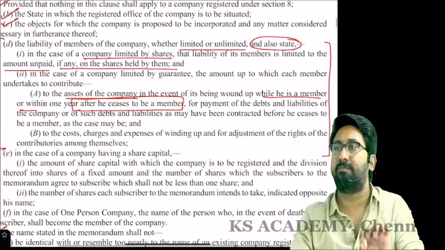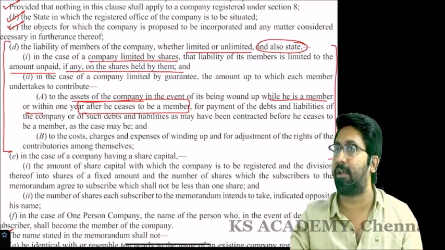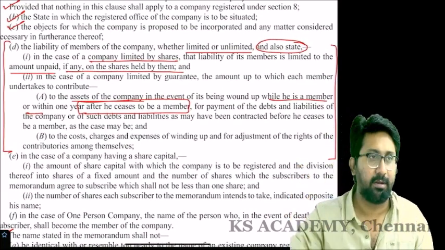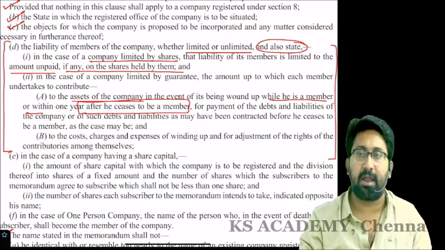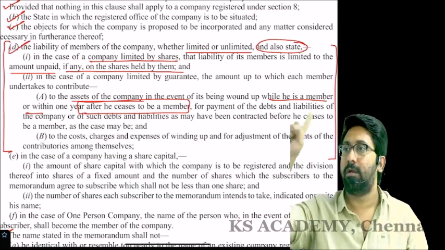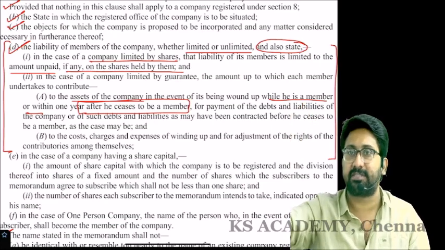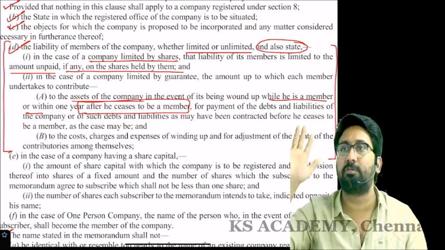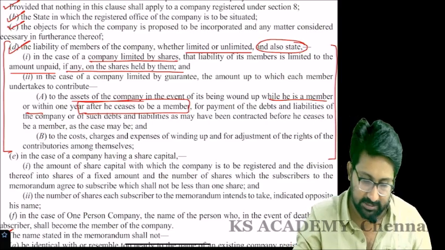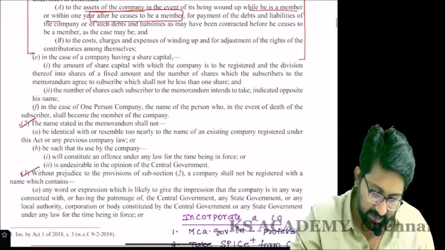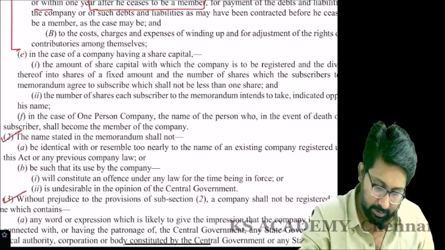Now tell me, what clause of the memorandum did we complete now? The liability clause of the memorandum is completed. Next. So we completed number 1, name, situation, objects, liability. Next one is what clause? Capital clause. Please read point E.